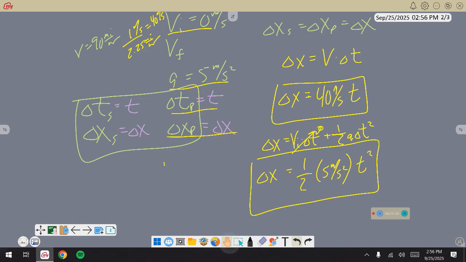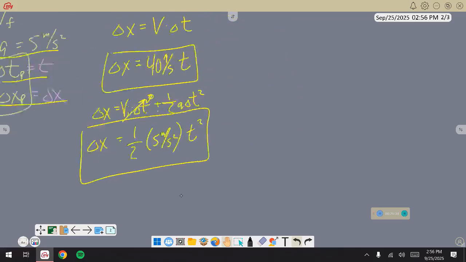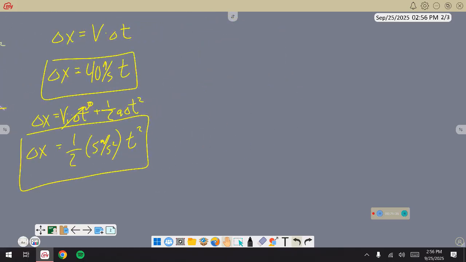So how do I do this? Substitution or elimination. Substitution is by far the easiest in this particular case due to the fact that they are both already solved for x. Since they are both already solved for x, they are both equal to each other, which means this becomes 40 meters per second t is equal to, let's simplify it to 2.5 t squared.